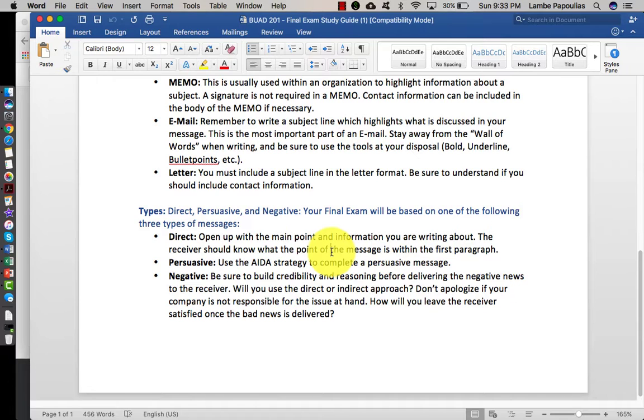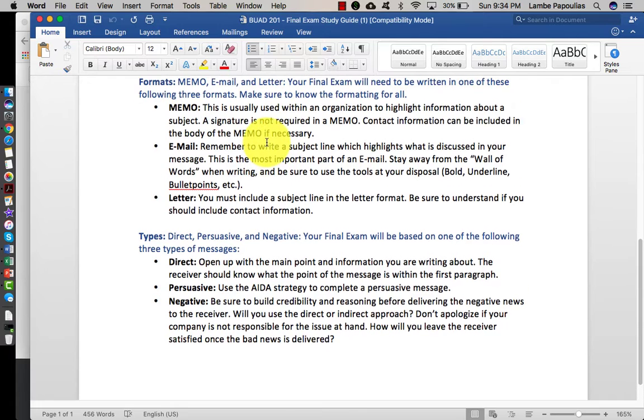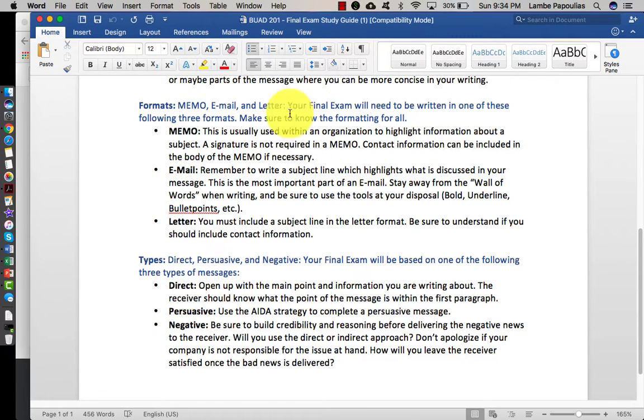Will you use the direct or indirect approach? Remember, 99 out of 100 times you're going to use the indirect approach. And again, don't apologize if your company is not responsible for the issue at hand. And again, how will you leave the receiver satisfied once the bad news is delivered? So again, make sure you know the 3 types of formats that you could use and the 3 types of messages that may be written.